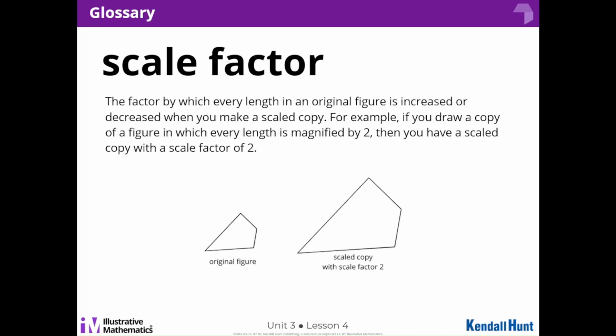If you took that original figure and you slid it over and you put each angle on top of the image angle, you would see that the beginnings of the lines in those angles would be directly on top of each other. They would just get twice as long.